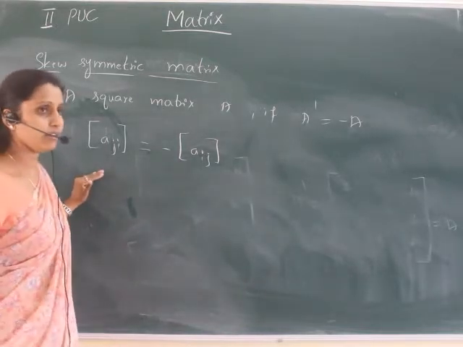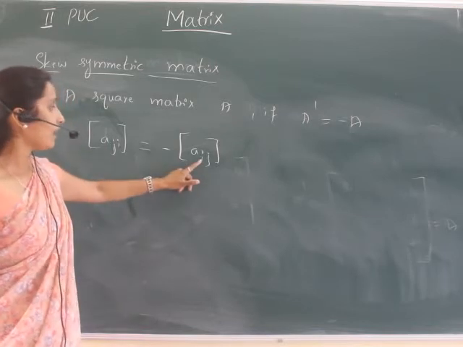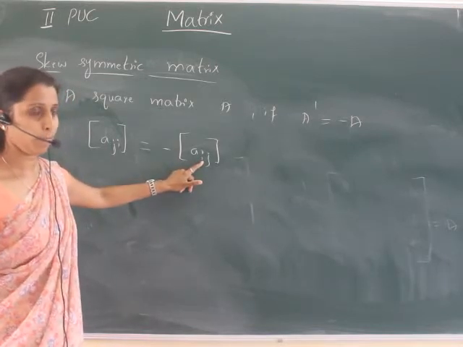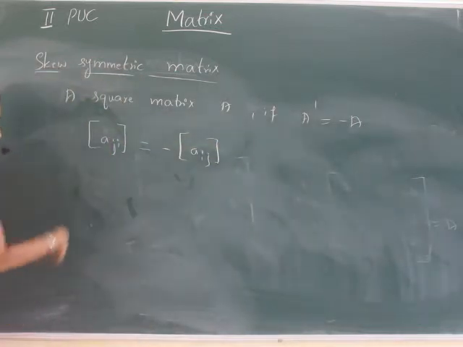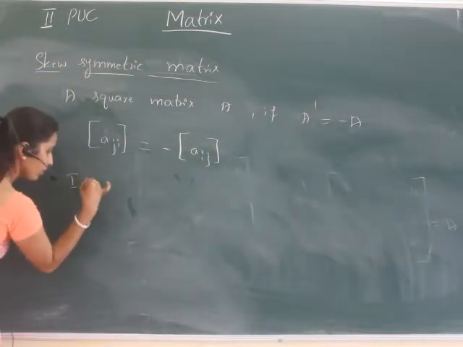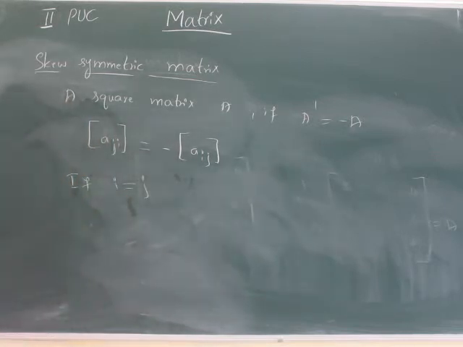Number of rows, A11, number of rows is equal to number of columns. So that means I'll take i and j are equal. This is a condition from the given matrix. So I'll take i and j are equal if i is equal to j. Number of rows and columns are equal.